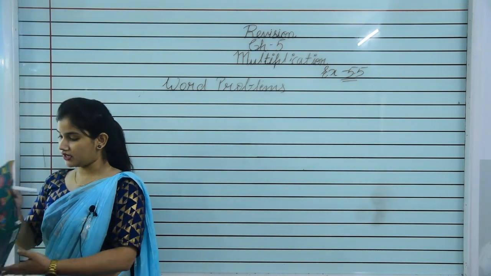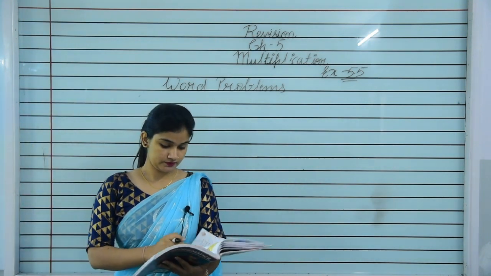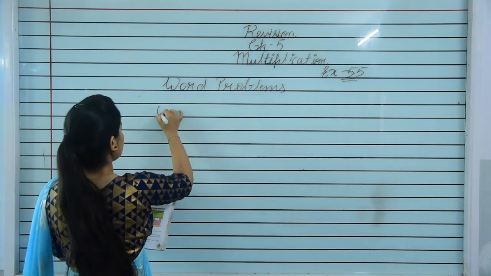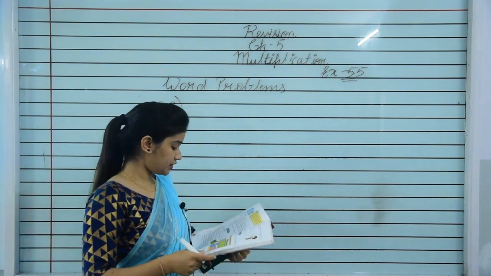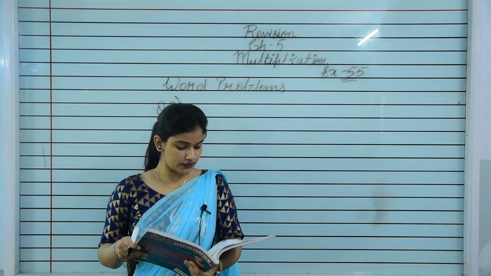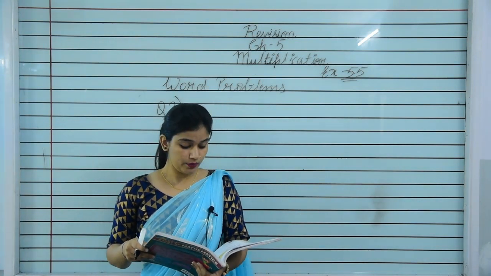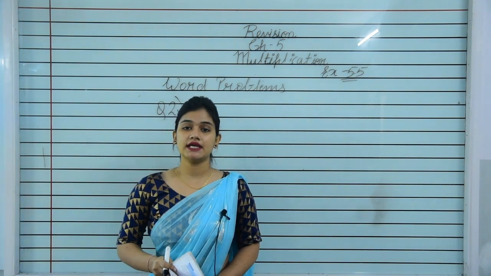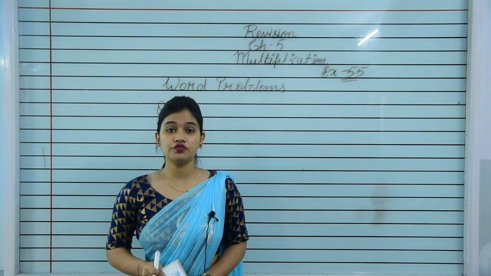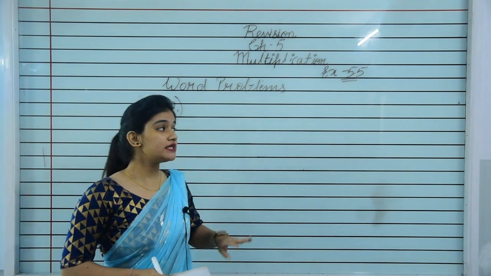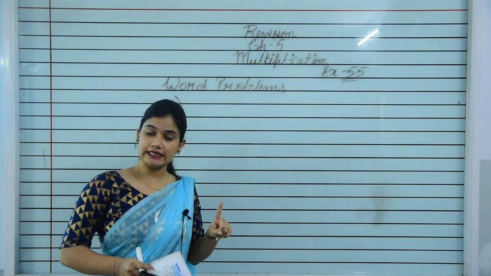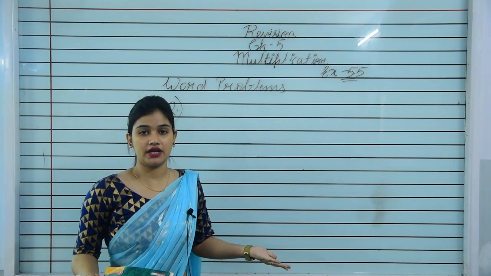Exercise 5.5, question number 2. And question number 2 is, one bird has 2 legs. How many legs do 4 birds have? How many legs does one bird have? 2 legs, and we have to find for 4. So whenever it is given for 1 and we are finding for more than 1, students, you have to do multiplication.